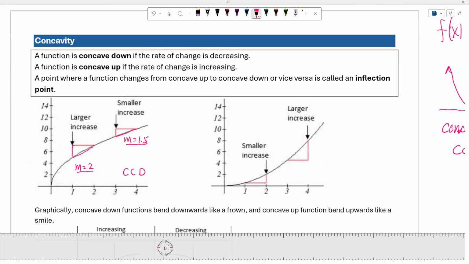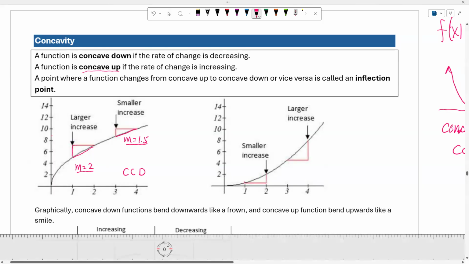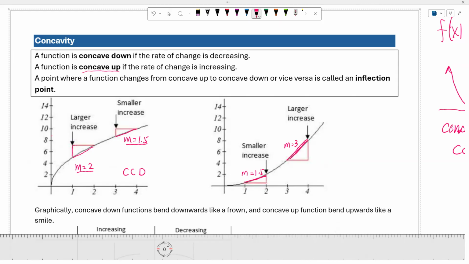On the other hand, if the rate of change is increasing, then the function is concave up. Similarly, here you will see that the slope of the secant line between 1 and 2 is about 1.5. And how about this one? The slope of the secant line between 3 and 4 is about, we go up by 3 units and then 1 by 1, so it's about 3. Do you see that the rate of change is increasing? So this curve right here is concave up.